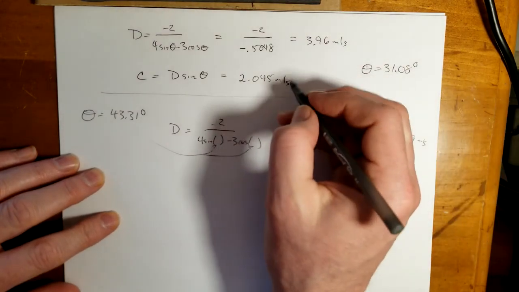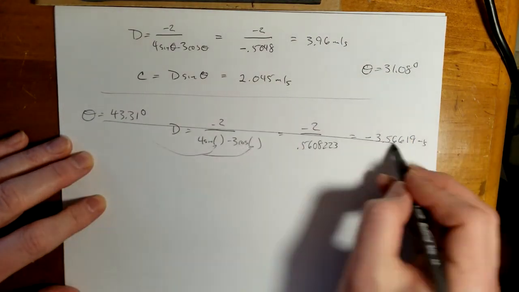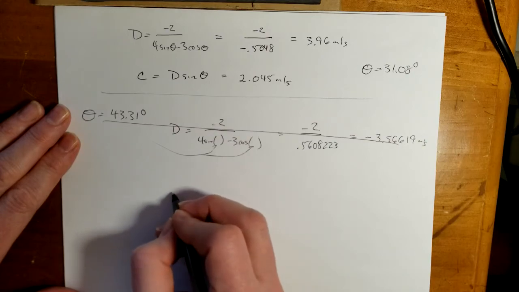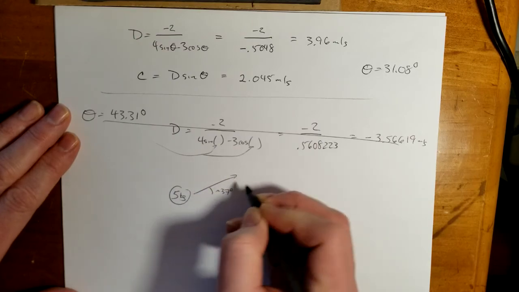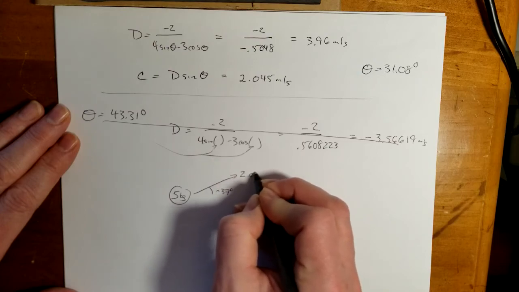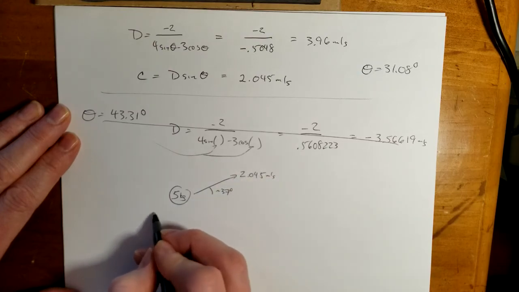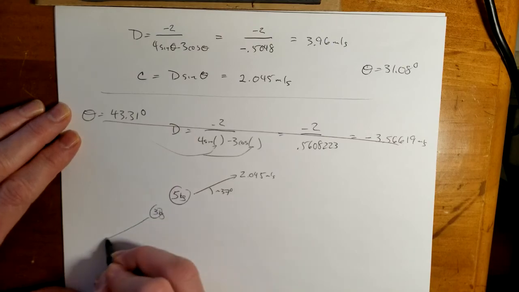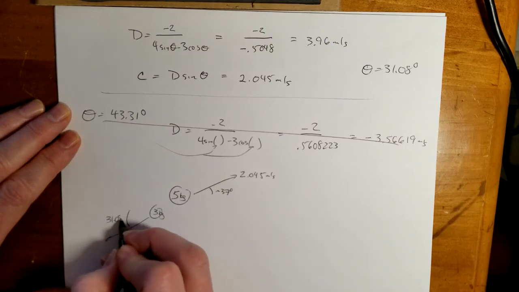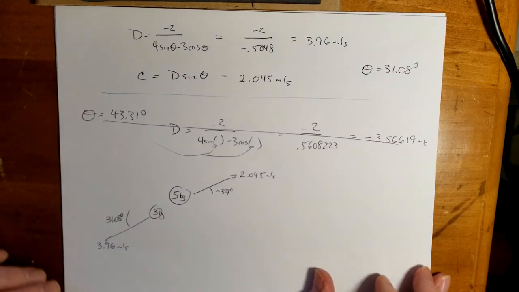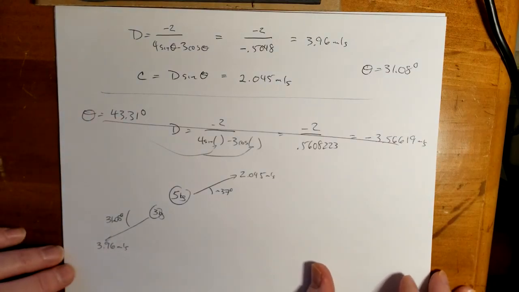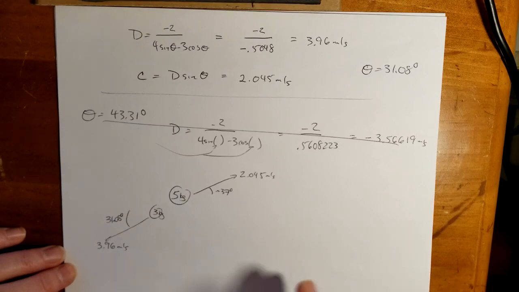So our final answer, so this is not the answer. The final answer is that the 5 kilogram mass is shooting off at approximately a 37-degree angle at a speed of 2.045 meters per second, and the 3 kilogram mass is shooting off at an angle of 31.08 degrees and 3.96 meters per second. Now we're going to solve this again slightly differently. Just the math is put into a different spot, but we're going to shift reference frames, and anyway, that's for the next video.